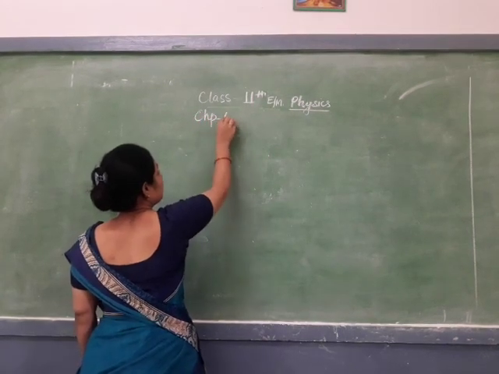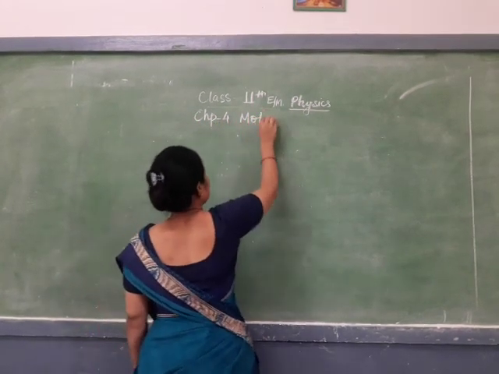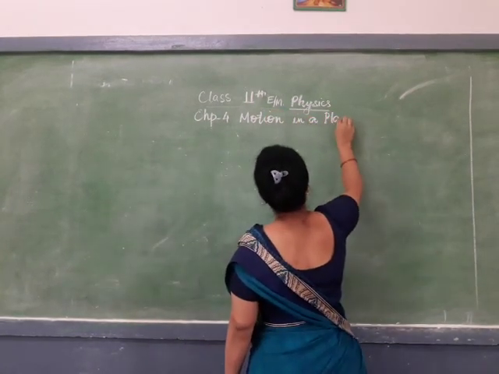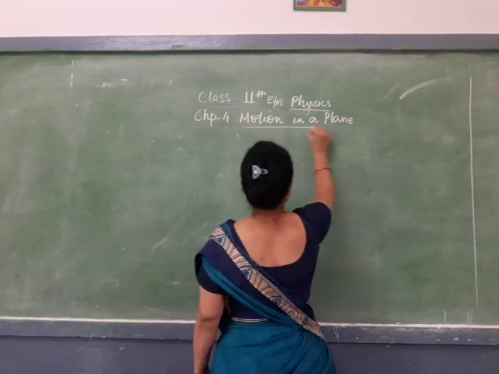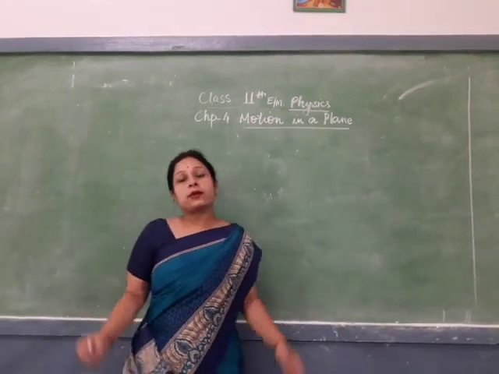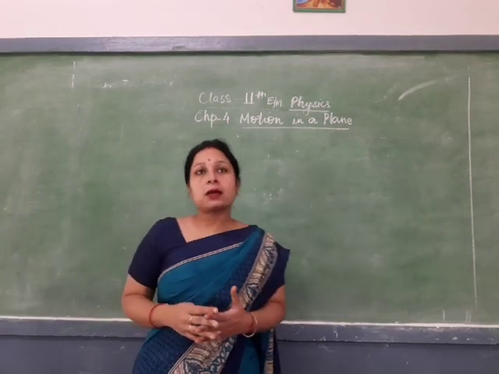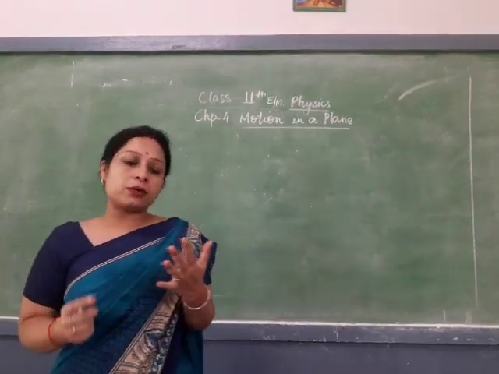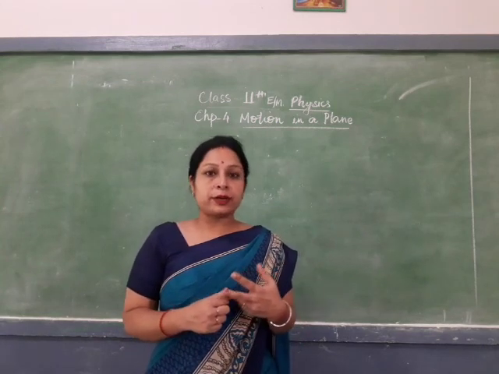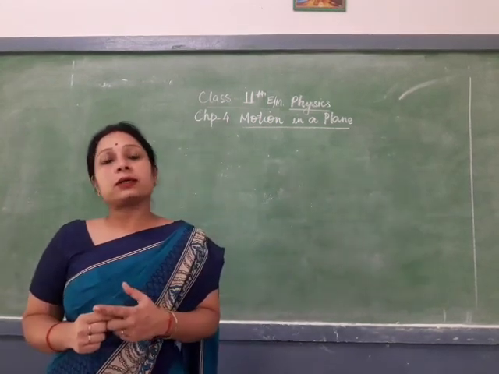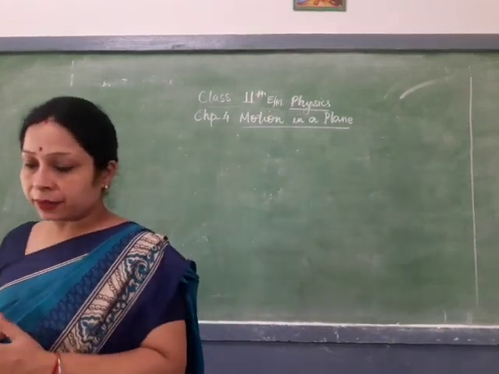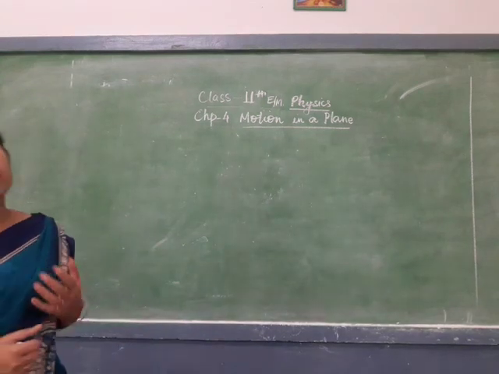Chapter 4, motion in a plane. Now, in this chapter we had discussed how vectors are added, and for that we had learned about the triangle law of addition, the parallelogram law of addition, and the third one, the polygon law of addition. Right now we are starting with the multiplication of vectors.